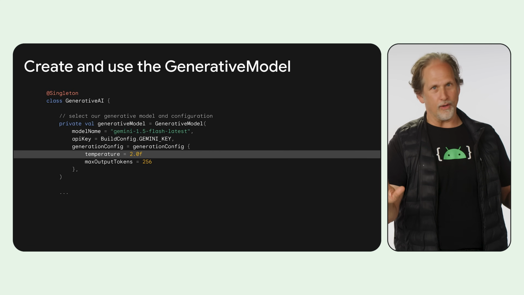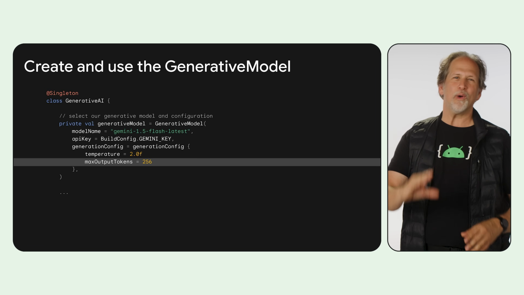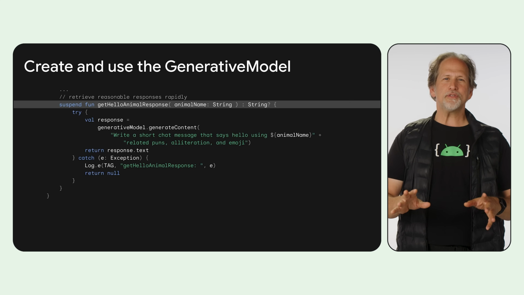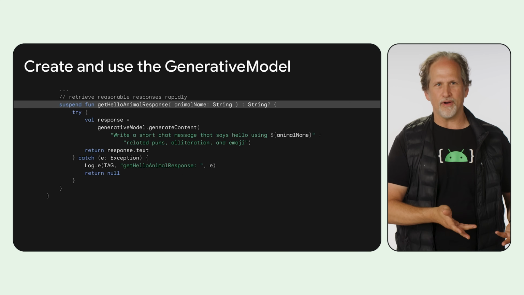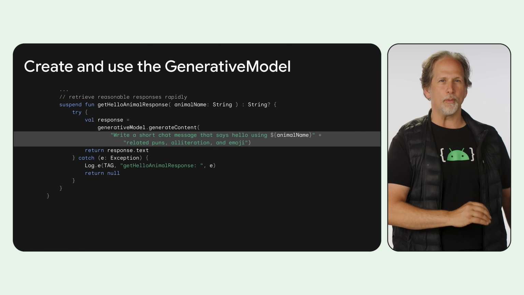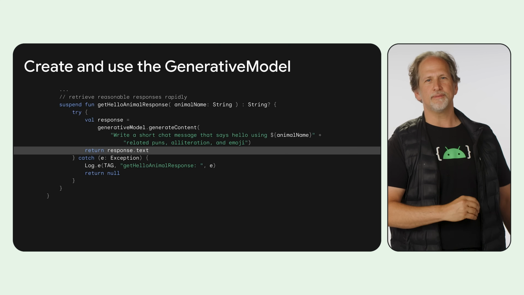I'm going for very random for unique responses. And I'm keeping the maximum output relatively small. These are chats, after all. To use the model, I create a suspend function, since generate content is also a suspend function, and create a prompt that returns a hello message replete with AI-generated puns, and return our response.